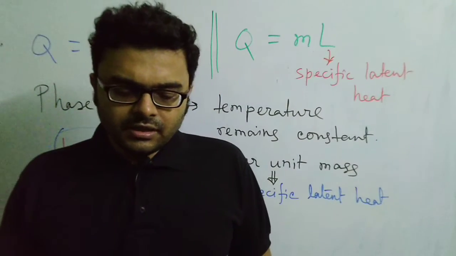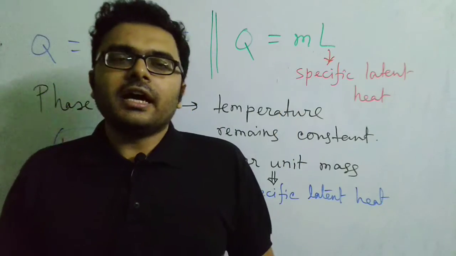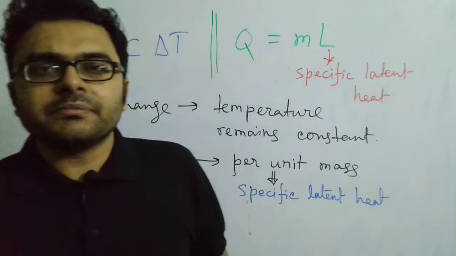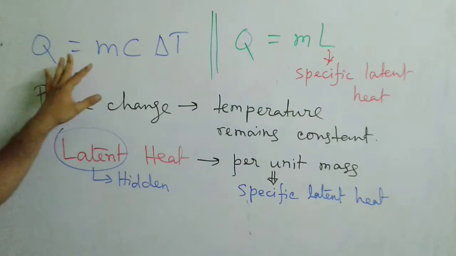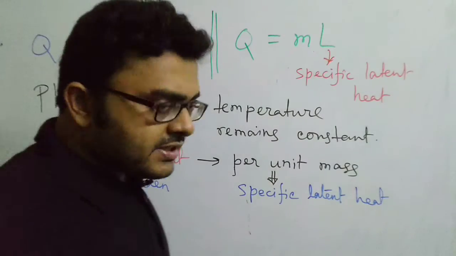Now, while solving a problem, when you see that there is a need for change of phase, apply the formula Q = mL. When you see that there is only a rise or fall in temperature, use the formula Q = mcΔT to find the heat. Now quickly moving on. After this we will be discussing the phase change of water.